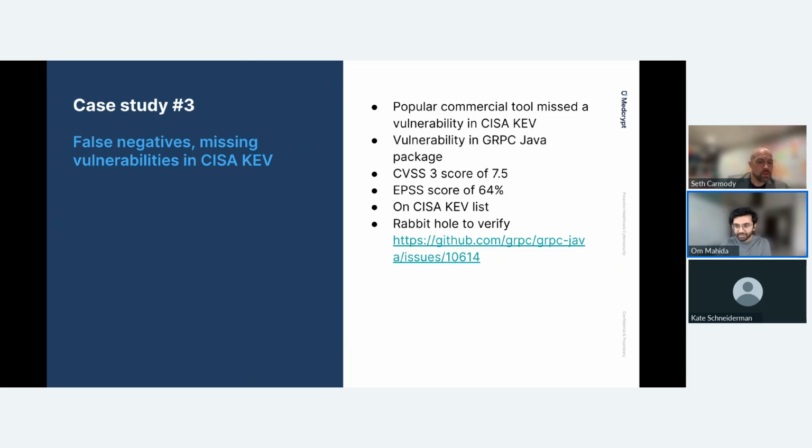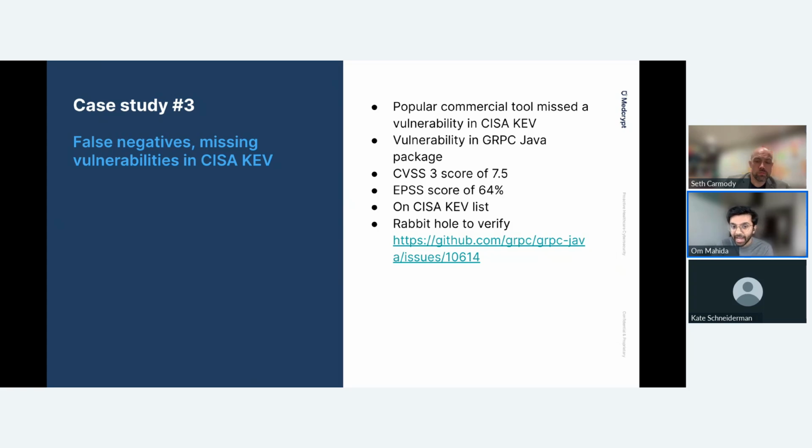Skipping to case study number 3, I talked about false positives a bit earlier around a commercial tool missing something. It's a huge problem when it misses a high risk vulnerability. We had an instance where a commercial tool missed a vulnerability in the CISA KEV list, a vulnerability in the gRPC Java package. It had a high CVSS score, but also a pretty high EPSS score. And EPSS, for anyone who might not be familiar with it, is the probability of that vulnerability being exploited in the wild in the next 30 days.